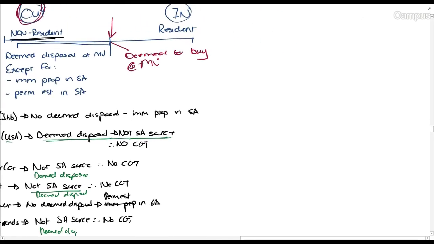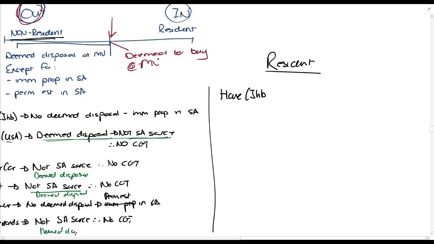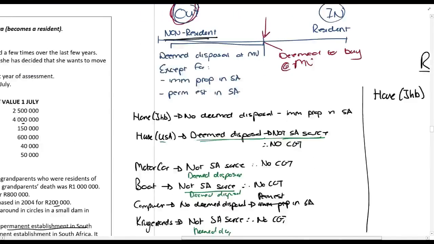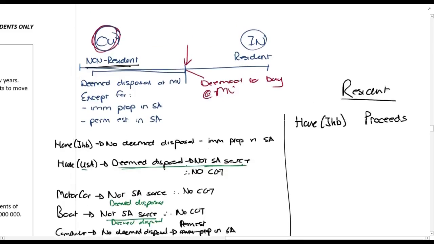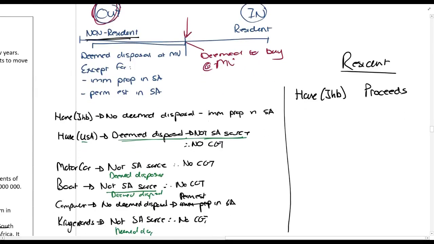Okay, but now, what happens when she sells it? So remember now, she's now a resident, and now she sells the houses. So the house in Johannesburg, she sells it. Okay, so proceeds is simple because they tell you in the question what the proceeds are. 2.8 million rands.